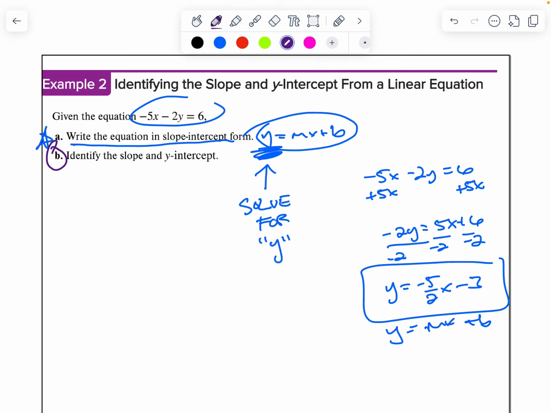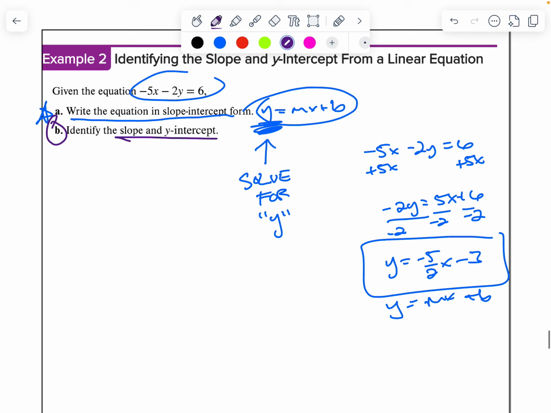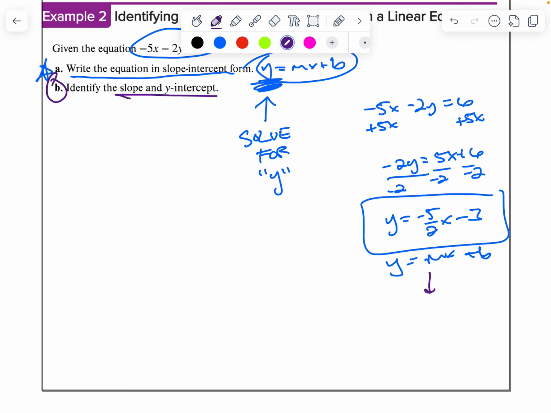Question B, identify the slope and the y-intercept. So if we look at this for question B, the slope, m, is negative 5 over 2. The y-intercept, b, is the point 0, negative 3.